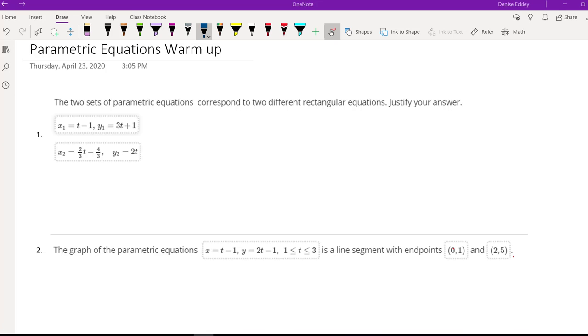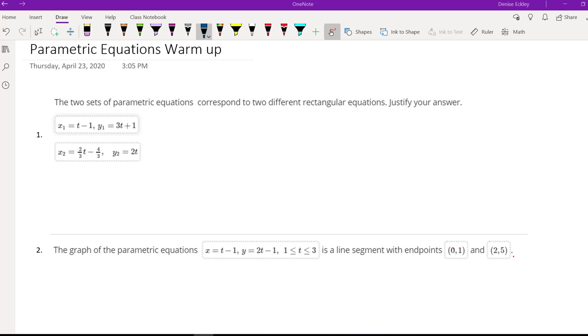This video is to show you the solutions to the parametric equations formula. So I'm going to go through each problem. I'm going to work them out algebraically and on the graphing calculator so you can see how you can use both ways to help you solve these.